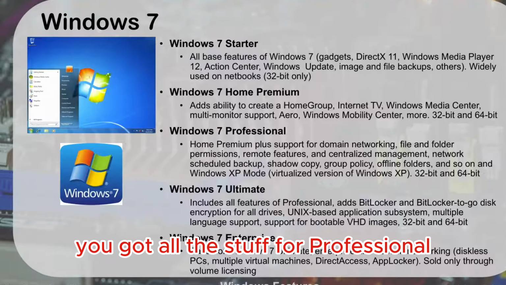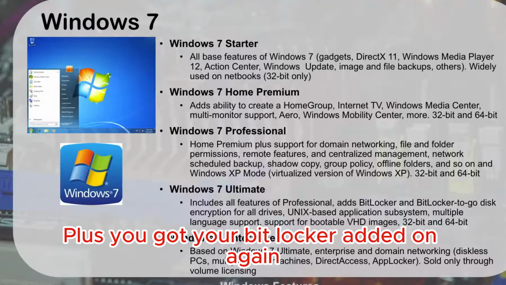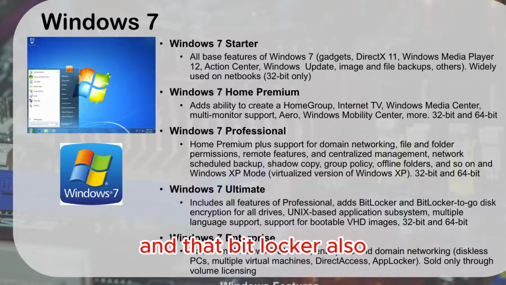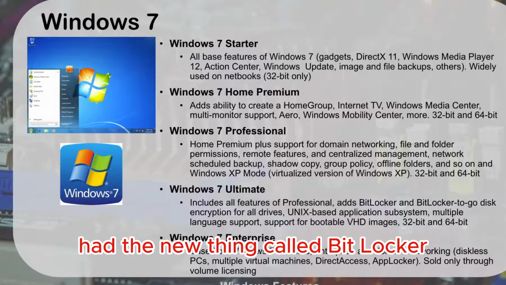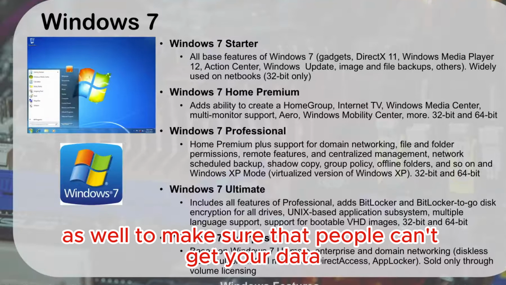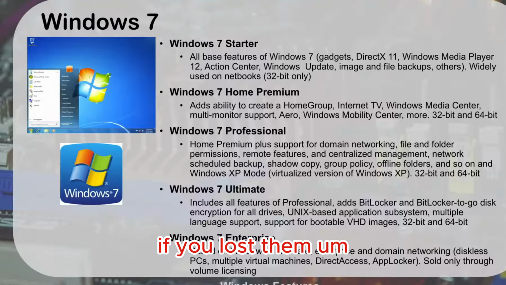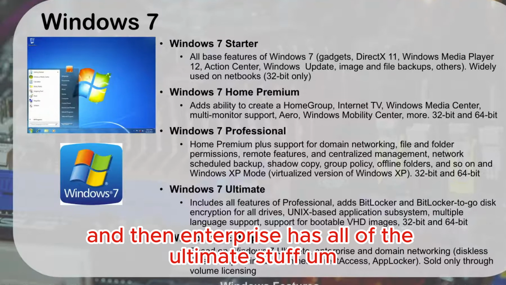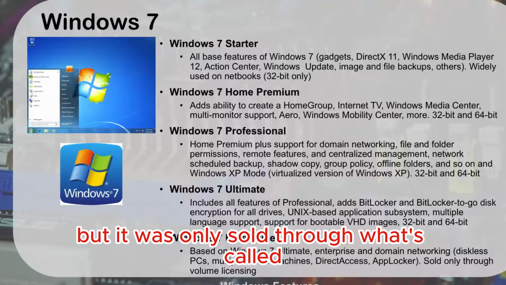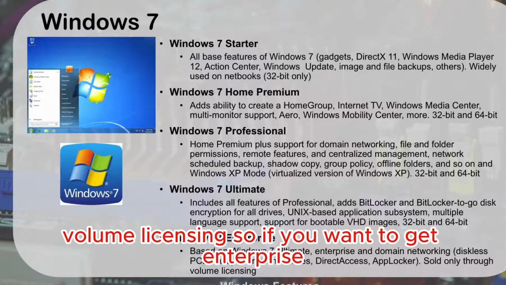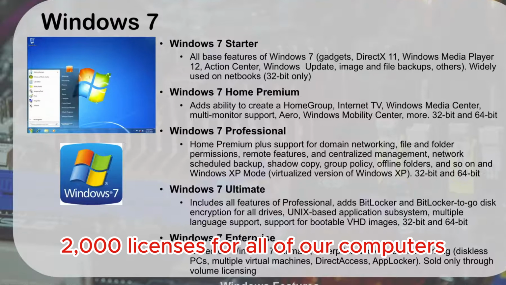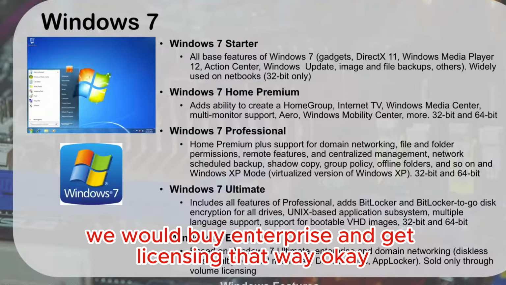With Ultimate, you got all the stuff of Professional, plus you got BitLocker added on. Again, just like Vista, Ultimate and Enterprise had BitLocker. And that BitLocker also had the new thing called BitLocker To Go, where you could actually encrypt your thumb drives as well to make sure that people can't get your data if you lost them. And that again was 32-bit and 64-bit. Then Enterprise has all the Ultimate stuff, but it was only sold through what's called volume licensing. So if you wanted to get Enterprise, that'd be something like our college. If we were going to buy 2,000 licenses for all of our computers, we would buy Enterprise and get a license that way. Okay.